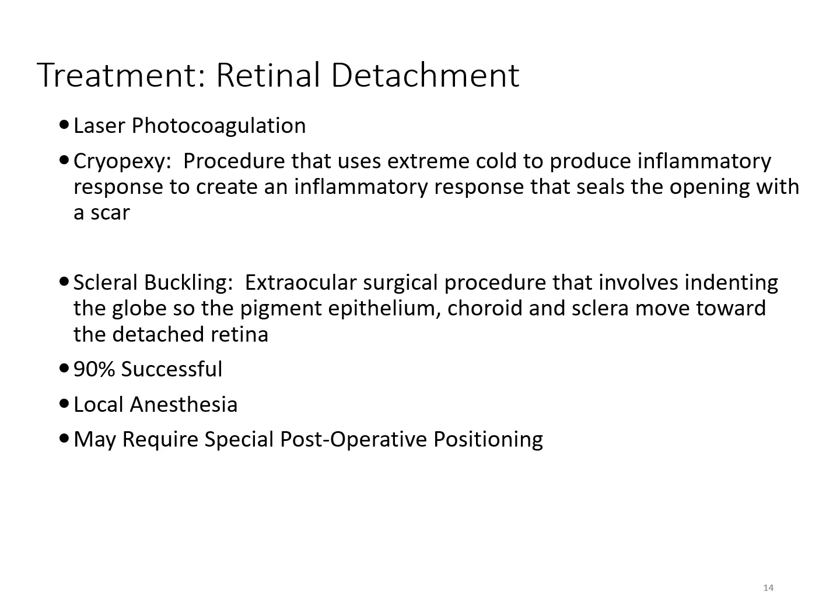So this is the treatment for retinal detachment. There's a whole bunch of different surgeries that they can do. The only one I think that you may see when they're asking you things would probably be scleral buckling. So apparently this is an extraocular surgical procedure that involves indenting the globe, so the pigment epithelium, choroid, and sclera move toward the detached retina. I feel like this is usually what I've seen when I've looked at questions before. But once again, I'm not asking you any of these surgeries.